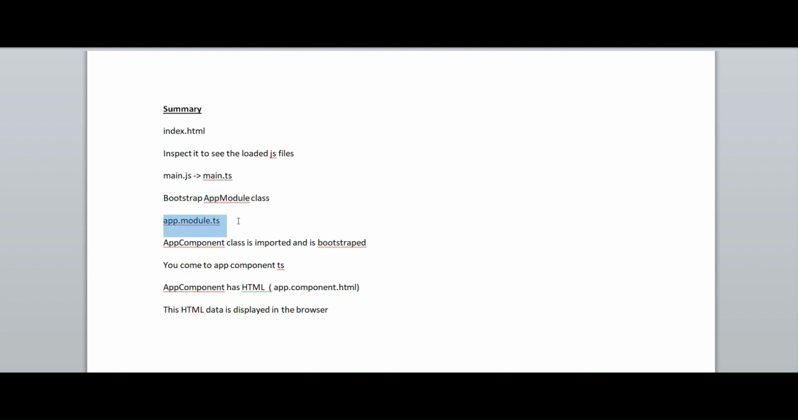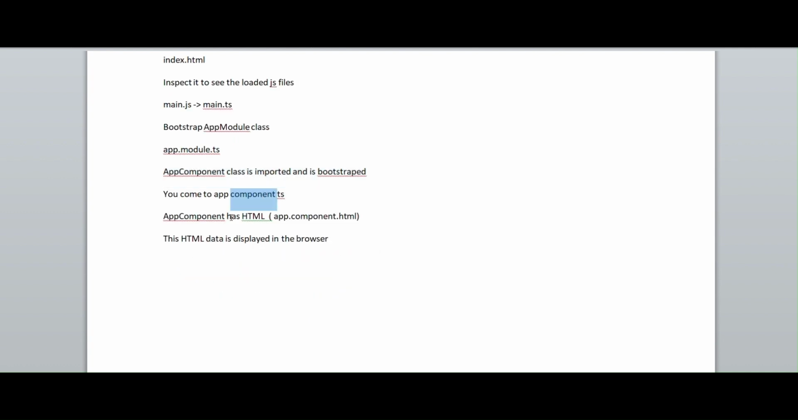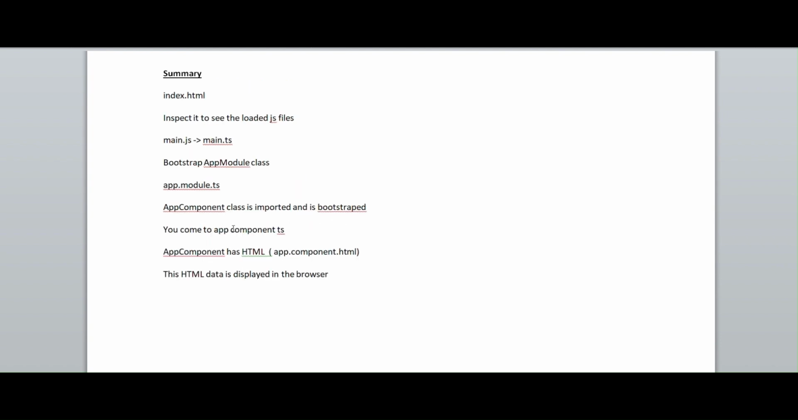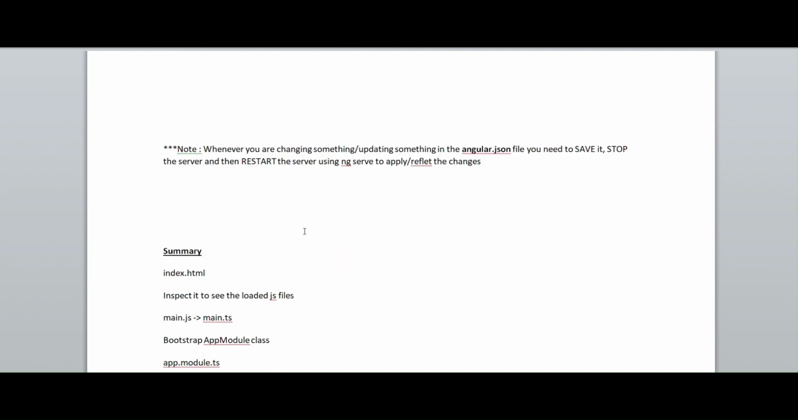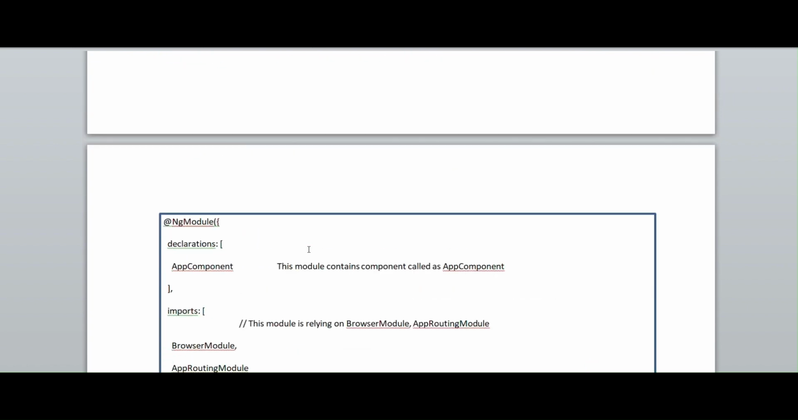The app module goes to app.module.ts. Here the app component is imported and bootstrapped, and the component has its own HTML and CSS. When you add the selector tag in the index.html, that particular app component loads and the HTML is displayed on the browser. So this is the working of an Angular app.